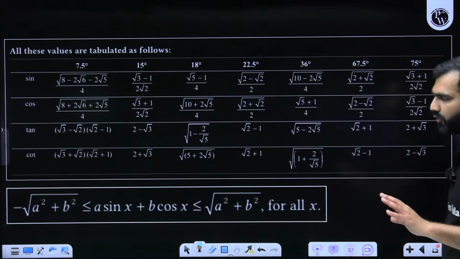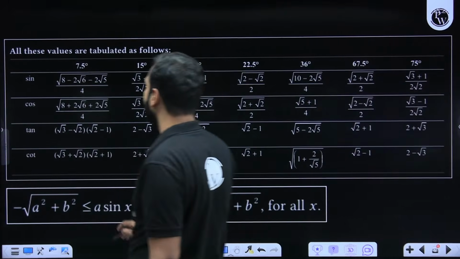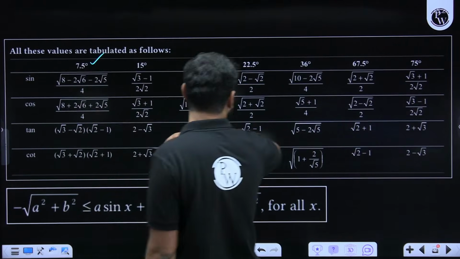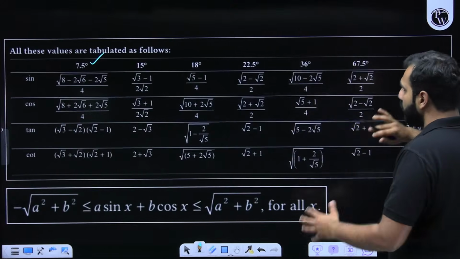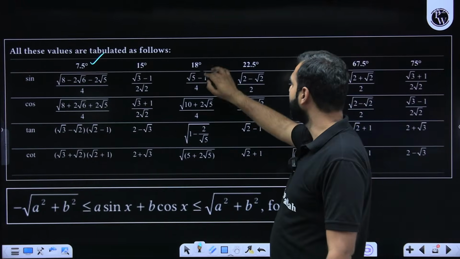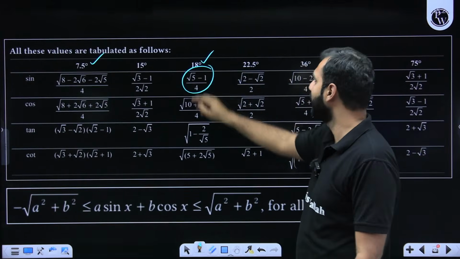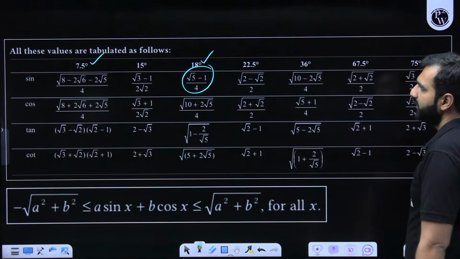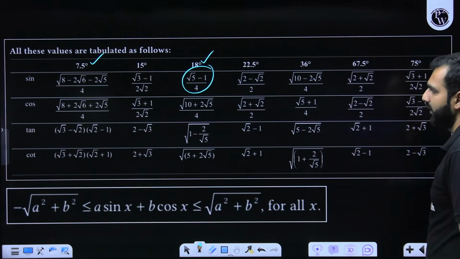These are the values. Of course, you cannot remember them all, but if I could highlight a few, then go with 7.5, because if you remember 7.5, you can work out the other values. Go with 18 degree. This is very prominently and widely used. Don't forget that. So these are the few ones which you should have at your fingertips.